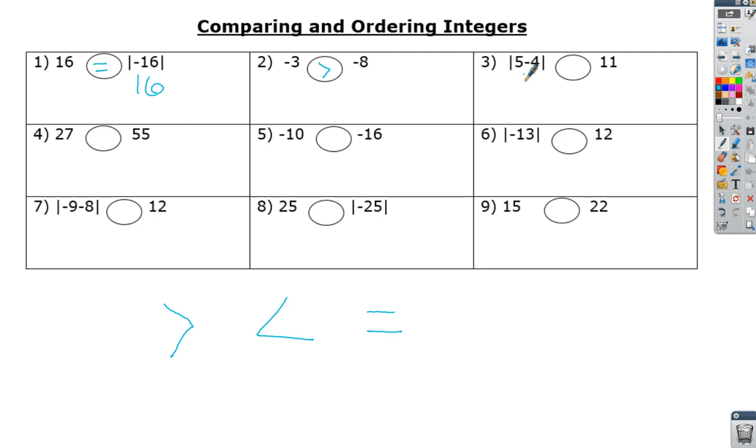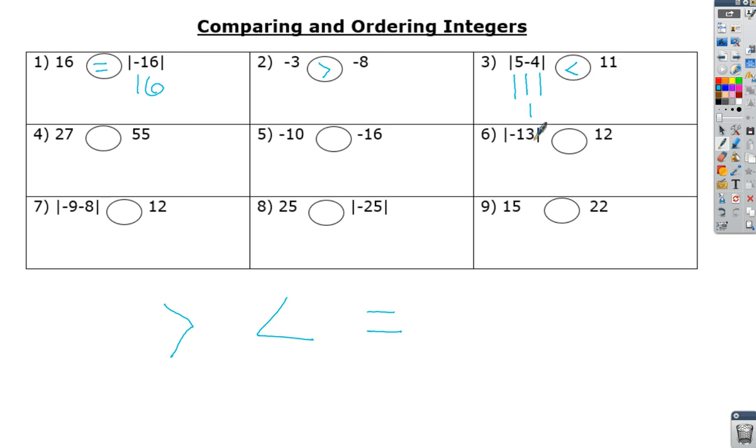So number 3, we have the absolute value of 5 minus 4. We need to solve whatever is in our absolute value before we can take the absolute value. So 5 minus 4 is 1. The absolute value of 1 is 1. So we have 1 and 11. 11 is the bigger number, so we have 1 is less than 11.